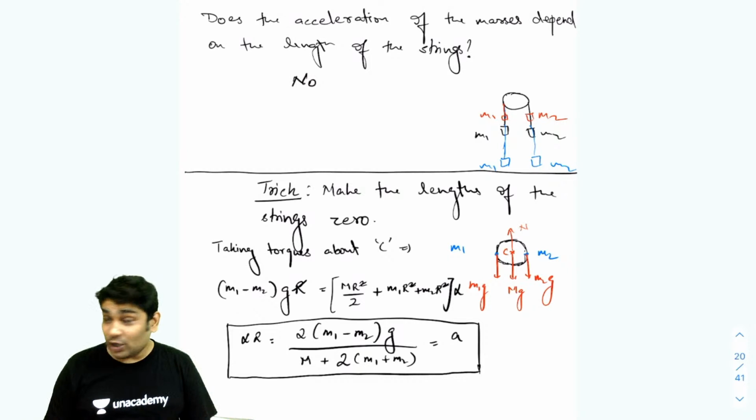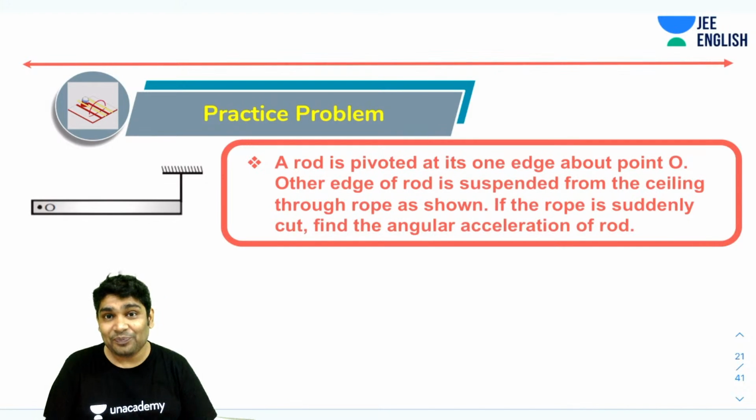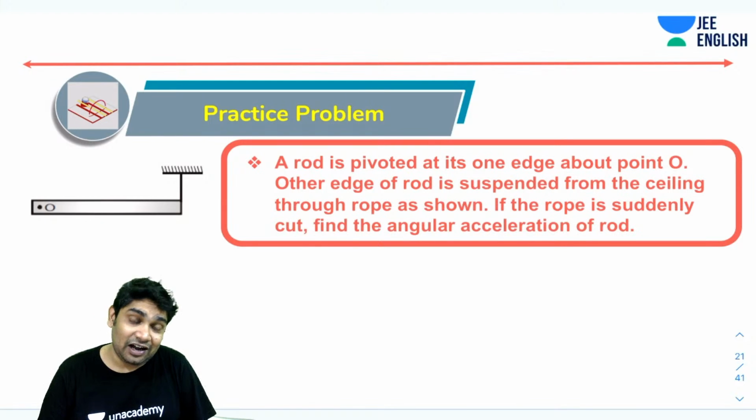All right, great. So let's move on to another typical problem of pure rotation. This is another very interesting problem, and let's see what this says. A rod is pivoted at one end about a point O. As you can see, the other edge of the rod is suspended from a ceiling through a rope as shown. Now, if the rope is suddenly cut, then find the angular acceleration of the rod. Another typical pure rotation problem. You have to find the angular acceleration immediately after the rod is cut.